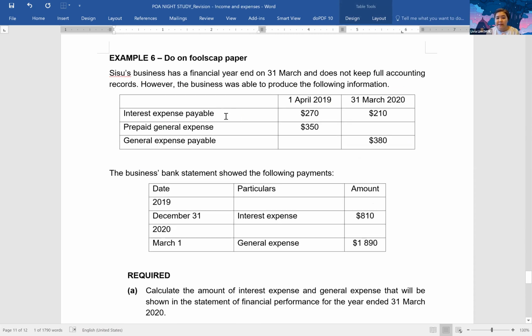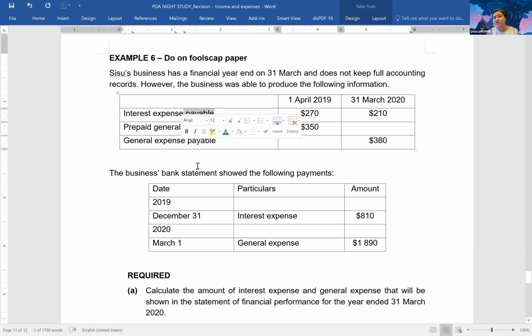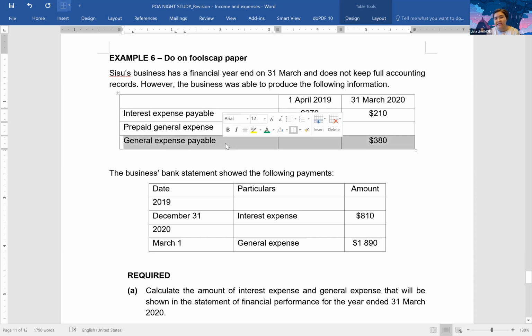They might give you at the beginning of the year interest payable. Sorry, let's take a look at general expense. At the beginning of the year, there's a prepaid general expense. At the end of the year, there's a general expense payable. So they may not give you both the same, so nice. They might mix it up like this. All right.